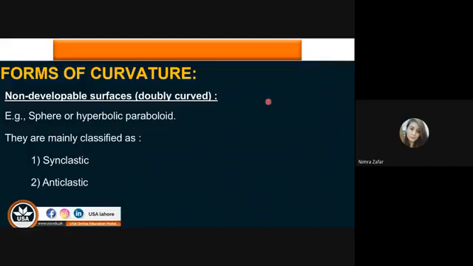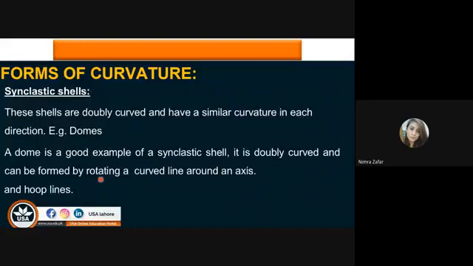Then we have non-developable surfaces which are doubly curved. For example, sphere or hyperbolic paraboloid. These are mainly classified as synclastic or anticlastic. Synclastic shells are doubly curved and have a similar curvature in each direction. Synclastic are doubly curved, for example, domes.